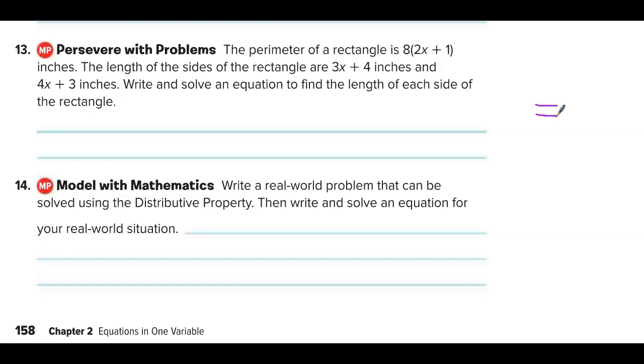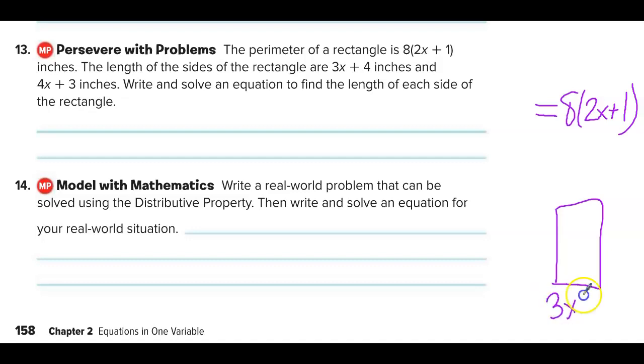8 parentheses 2x plus 1. Okay, and we know that if we drew that rectangle, the total perimeter is going to give us 8(2x + 1). One of the side lengths is what? 3x plus 4. The other side length is 4x plus 3. Okay, so we need to figure out what the lengths are.